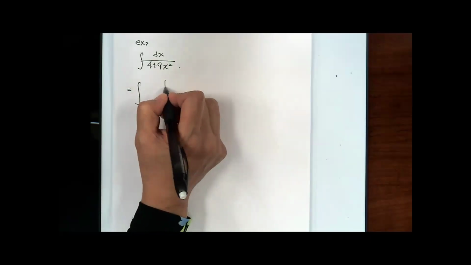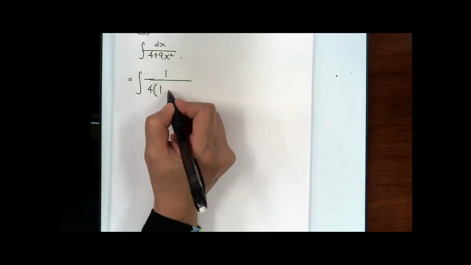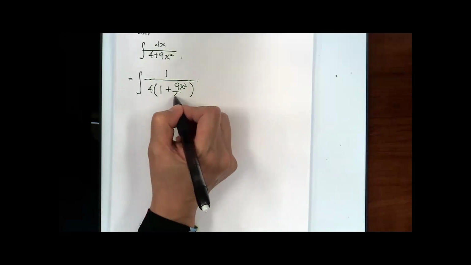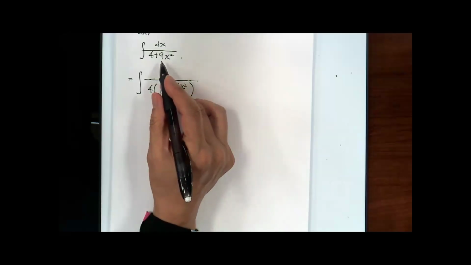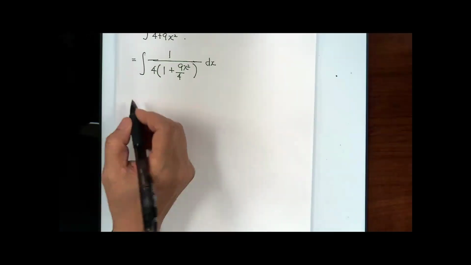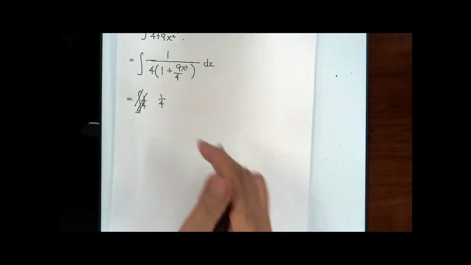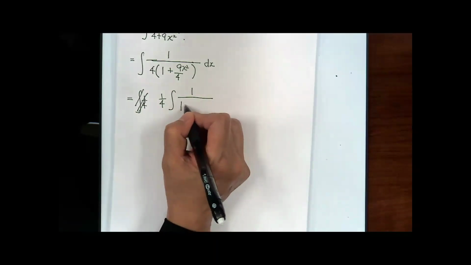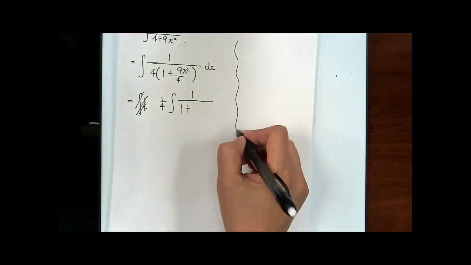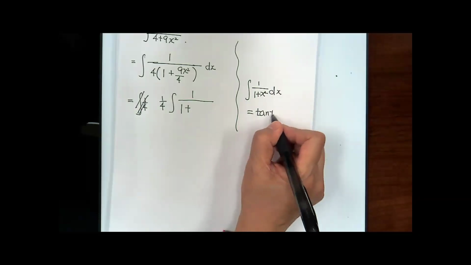So integration 1 over, take out 4 times, and then open parenthesis, 4 times 1 will make 4. Plus we had 9x squared, but since we took out 4, we have to divide by 4, so that after we expand that out, we get 9 here. And then dx. So what we have is 1 over 4 times integration 1 over 1 plus, what we want to utilize is, let me write down again. Integration 1 over 1 plus x squared dx equals tangent inverse of x.